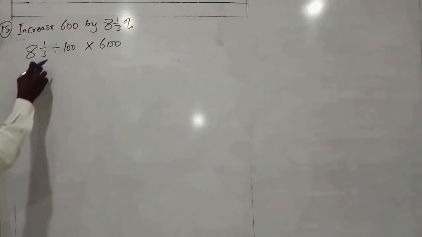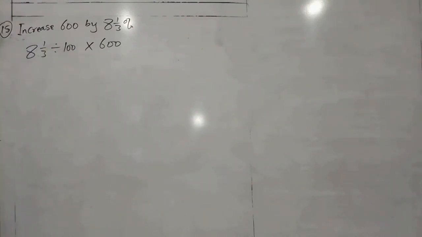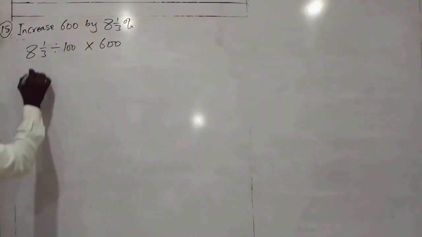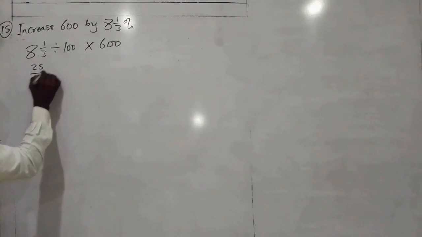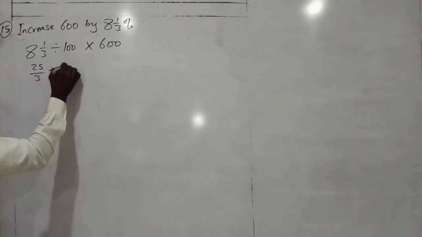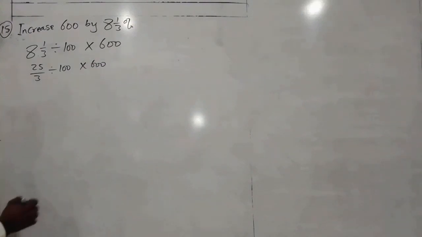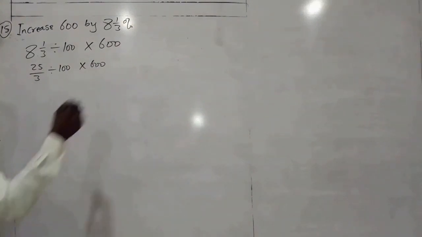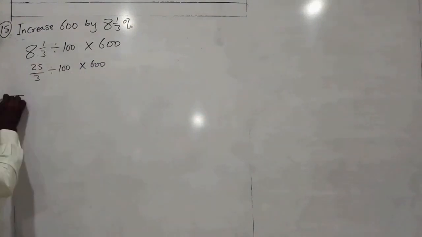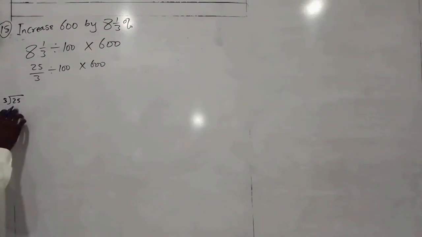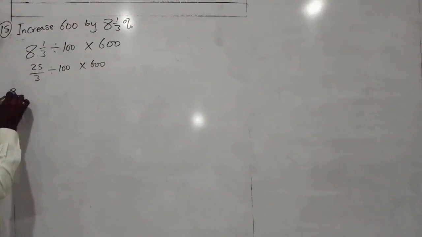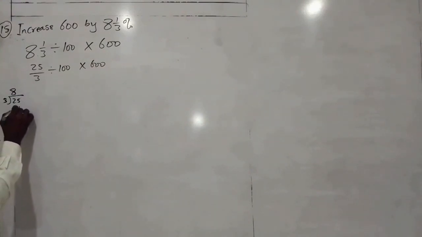Now let's find this. 8 times 3 is going to give us 24 plus 1. That's 25 over 3 divided by 100 times 600. Now let's find 25 divided by 3. 25 in 3, that's 8. 8 times 3, that's 24.